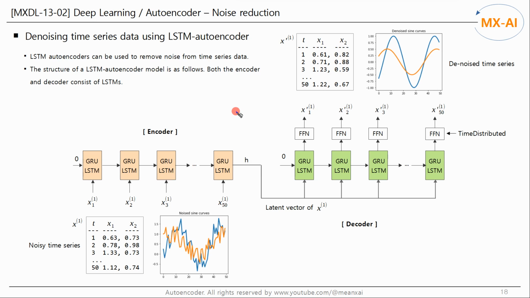Next, let's remove noise from time series data using LSTM-autoencoder. The structure of a LSTM-autoencoder model is as follows. Both the encoder and decoder consist of LSTMs. We sequentially input the noisy time series into the encoder LSTM. The output of the encoder is a latent vector of the input time series. This latent vector is duplicated as many times as the number of time steps and fed into each time step of the decoder.